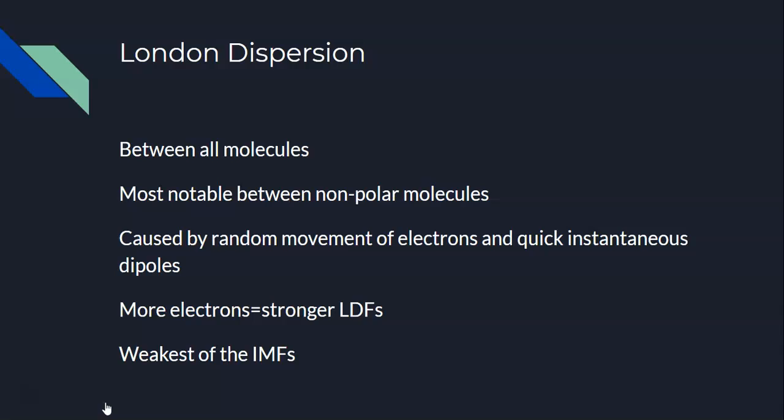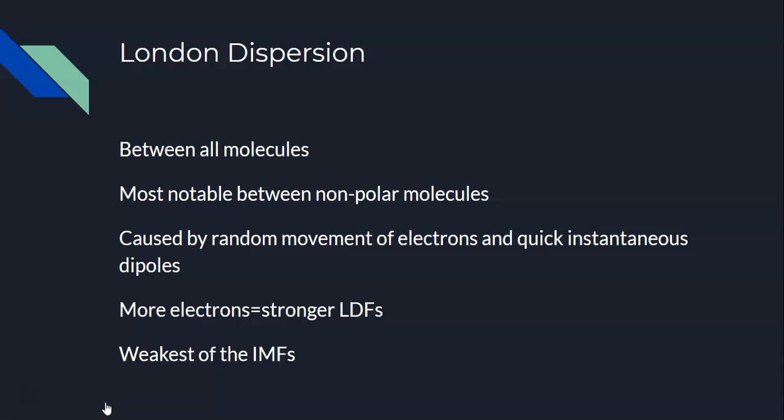So the first one is London dispersion. It's between all molecules. So every time you have a molecule attaching to another molecule, it'll have some sort of London dispersion in it. Most notably, though, it's going to be a lot of non-polar molecules. It's caused by the random movement of the electrons. Remember, electrons are still moving in the atom, and because they're moving into different spaces, they're going to cause part of the atom to be negative for just a second. So the top part might be negative for a second, the bottom part might be positive for a second. And because of that, they're creating what's called a dipole. So you have one side negative, one side positive.